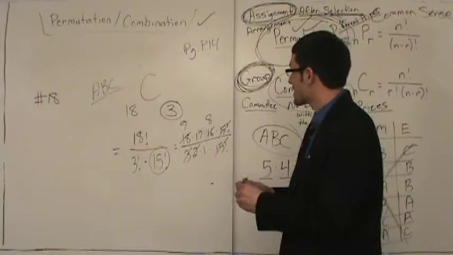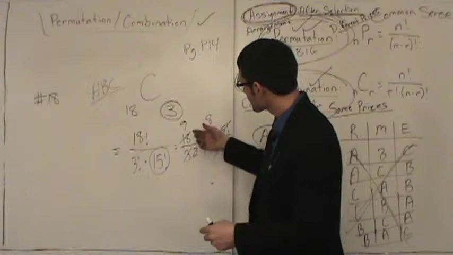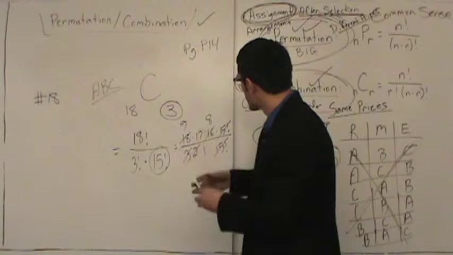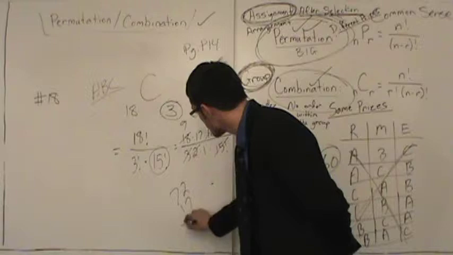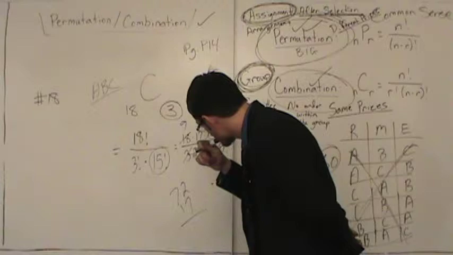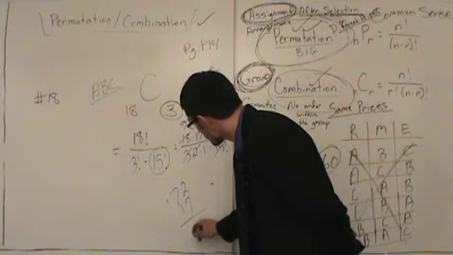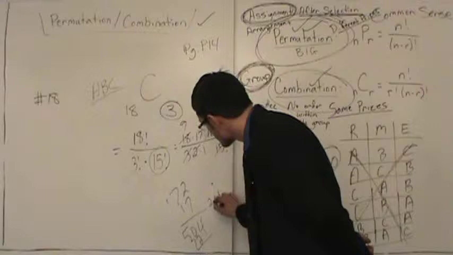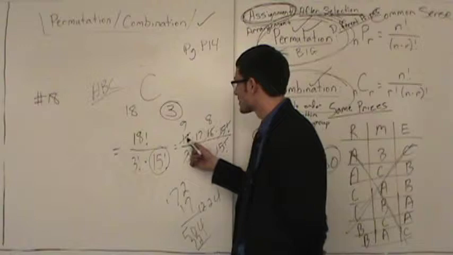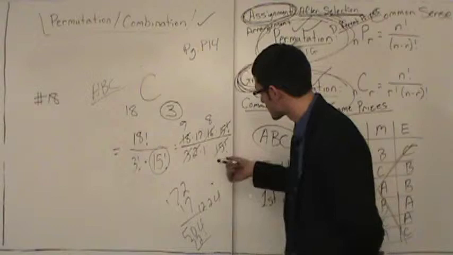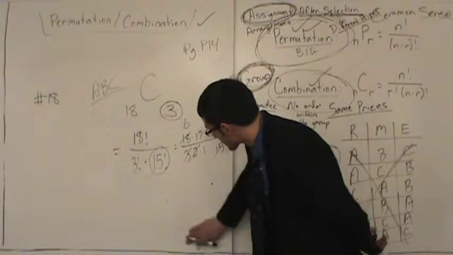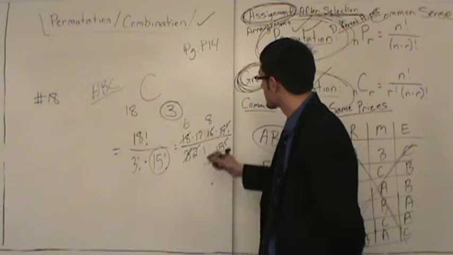8 times 9 is 72, times 17... Something's wrong with this. What did I do wrong? 18 times 17 times 16 times 15 factorial over 3 factorial times 15 factorial. These cancel. 3 cancels with 18, leaving a 6. Maybe something's wrong with my calculation, because I know it's not 1224. 3 cancels the 18, leaving a 6. So we get 6 times 8 is 48. So 48 times 17. I apologize. I just moved too fast.